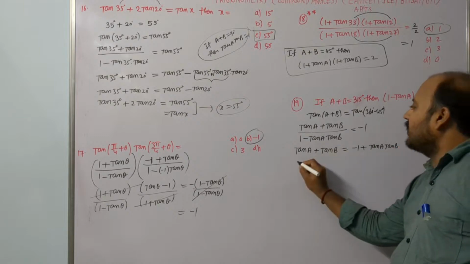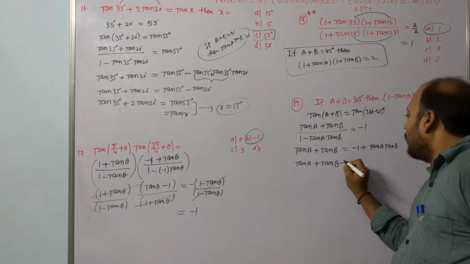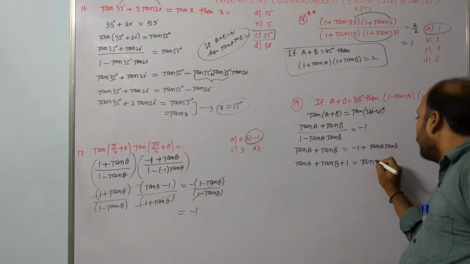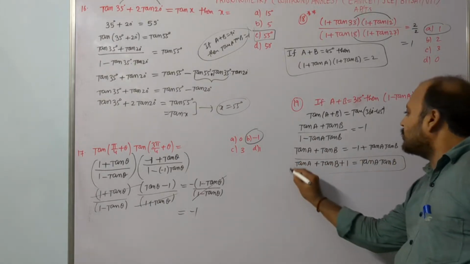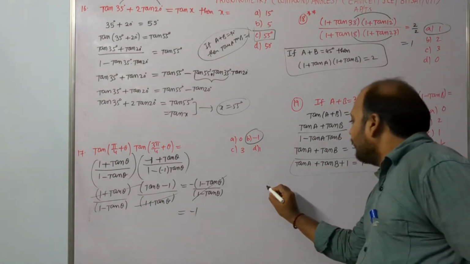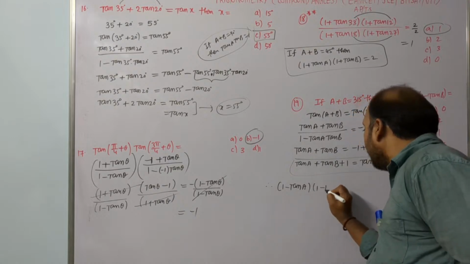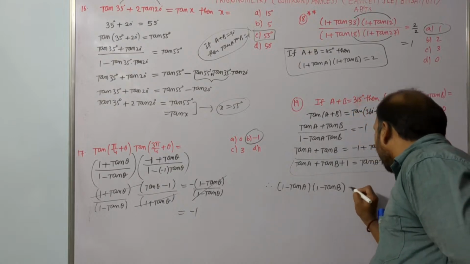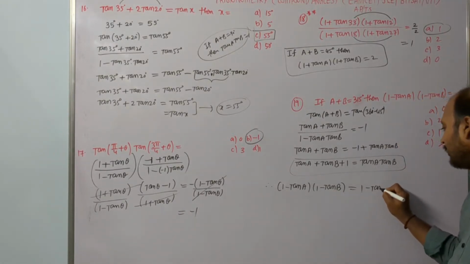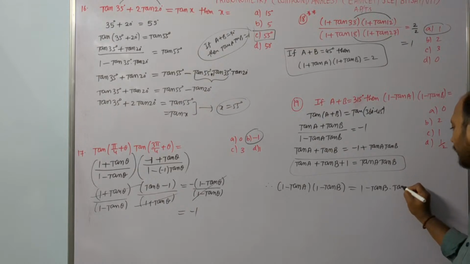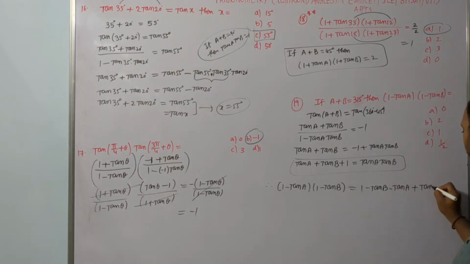So minus 1, bring this sign: tan A plus tan B plus 1 is equal to tan A into tan B. After that, come to the question, what they are asking here. Therefore, 1 minus tan A into 1 minus tan B is equal to 1 minus tan B minus tan A plus tan A tan B.